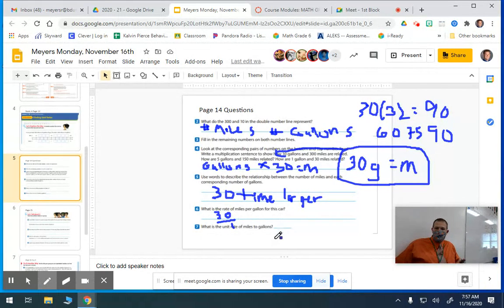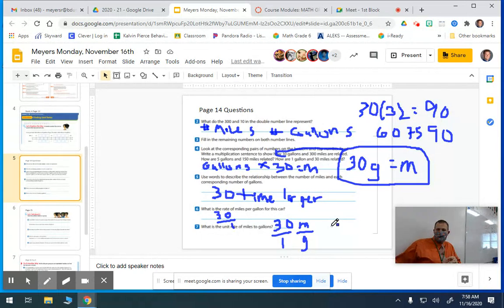And then remember, a unit rate has different units. So the rate here and the unit rate are going to be the same, because rate means how much per one, and unit rate means how much per one when we have different units. So this was miles per gallon. So the rate and the unit rate here are actually the same. Okay? Rate means how much per one. Unit rate means how much per one when we have different units.